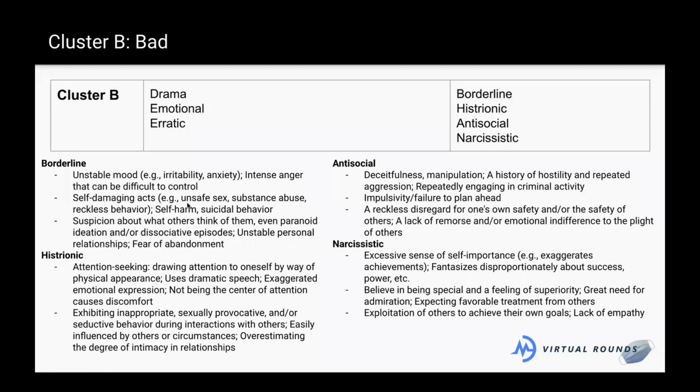So this is characterized by unstable mood, intense anger, sometimes self-damaging acts. You mentioned substance abuse. So again, sometimes they'll do this to almost self-sabotage their situation. Self-harm, suicidal behavior, very suspicious, unstable personal relationships, and fear of abandonment.